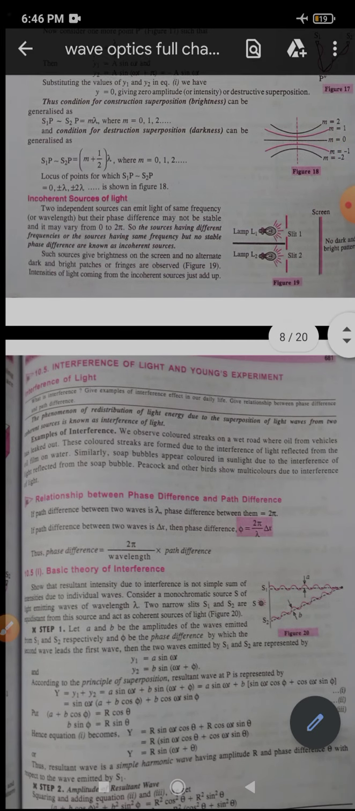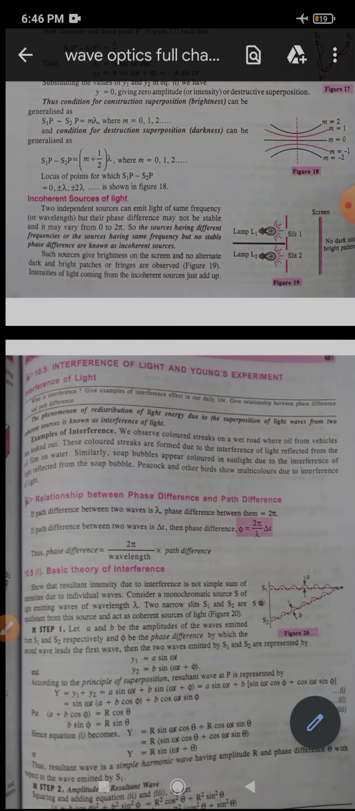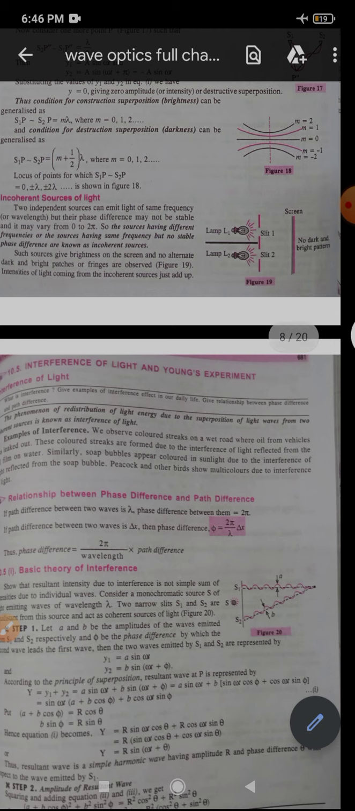Incoherent sources means sources having different frequencies, or sources having the same frequency but no stable phase difference, are known as incoherent sources. See, we are using here lamp 1 and lamp 2, two sources. Because of these two sources, they might have different frequency or different intensity, or there may be a difference in the phase also. These are called incoherent sources of light.